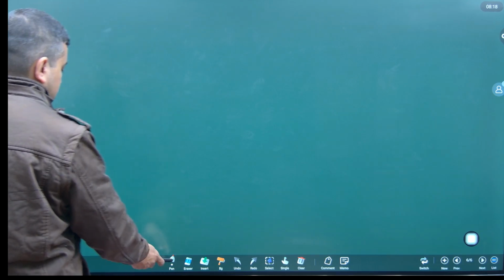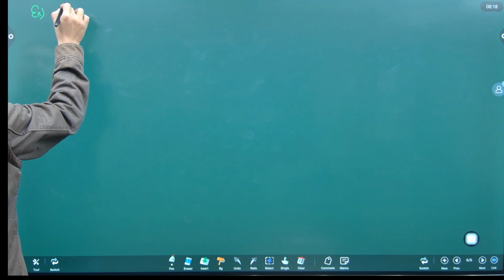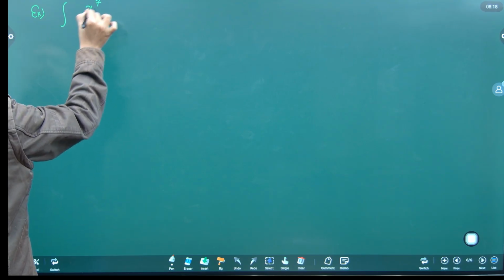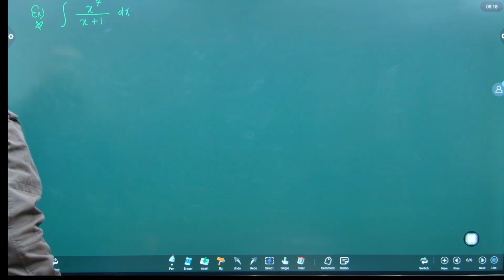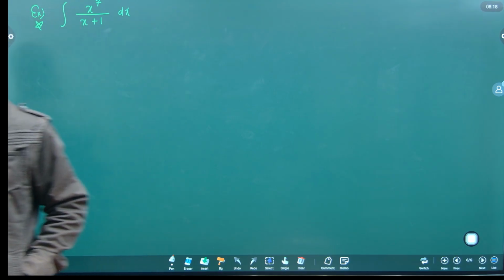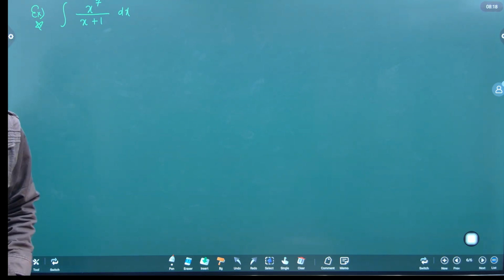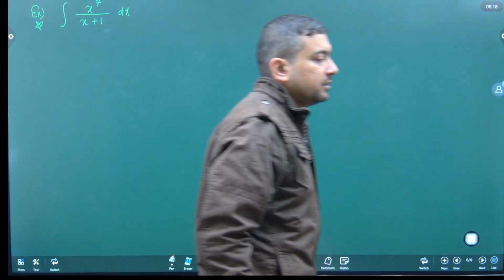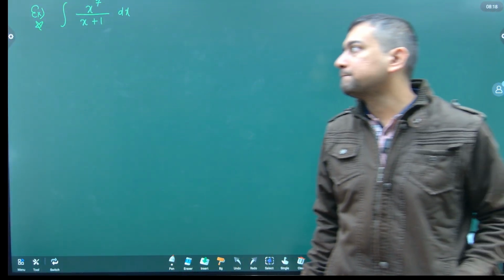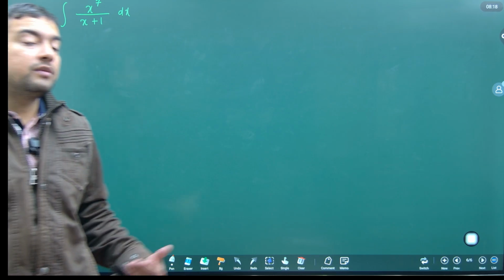Okay. Next, let us see one important example. Integral x to the power 7 upon x plus 1 dx. Integral x to the power 7 upon x plus 1 dx. Right? Now, here numerator is what? Greater than denominator. Okay. What is the power of the numerator here? 7. It is what? Greater than the power of the denominator.